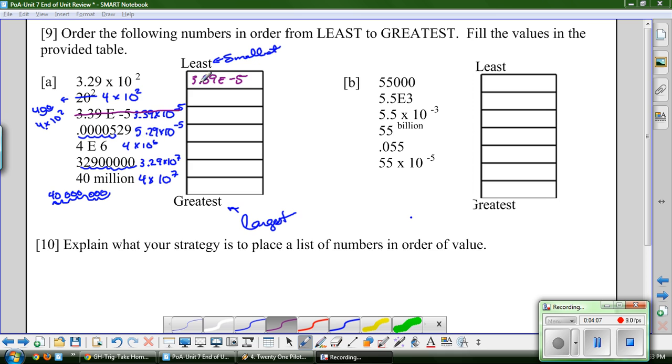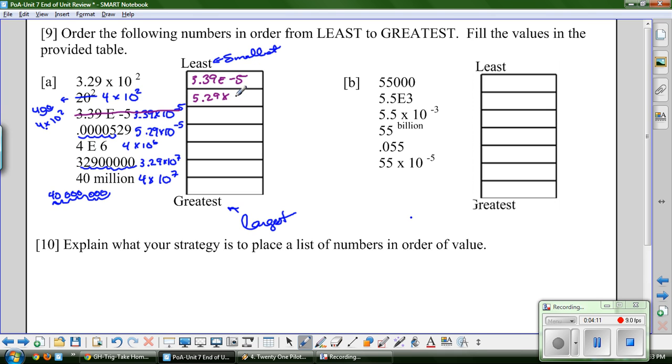So 5.29. I'm sorry. Let me write it in its original form because that's what I said I was going to do, and that's what's proper to do on a test. So this would be 0.000529. Okay, what comes next? Smallest coefficient. Well, that's 6, 7, 7. So let's look at the 2's. Now these are tied, but 3.29 is smaller than 4. So 3.29 times 10 squared comes next.